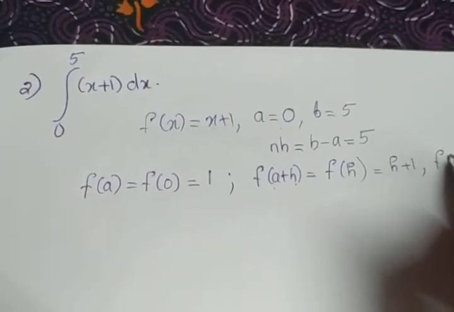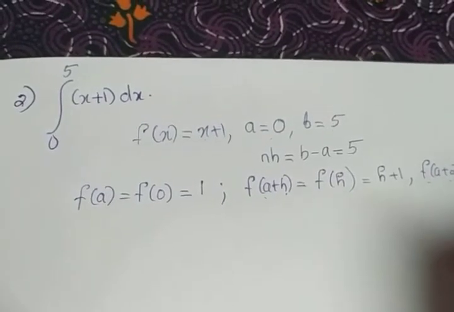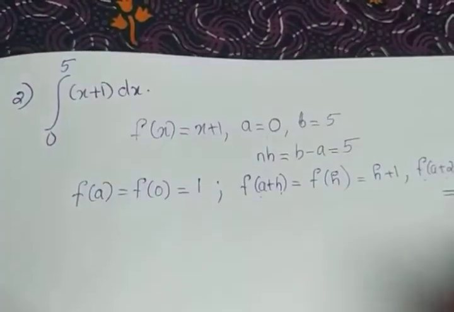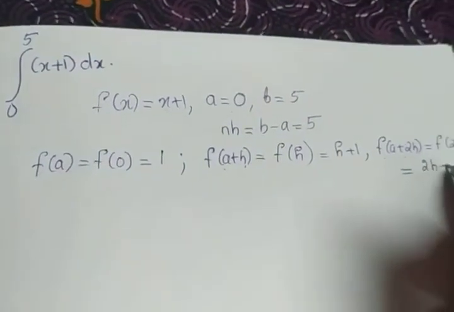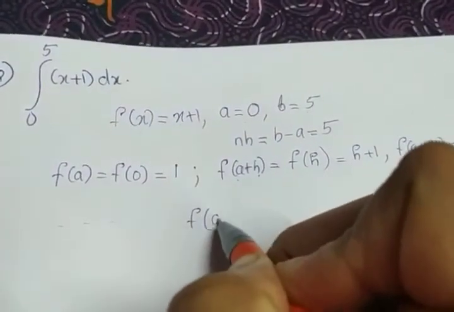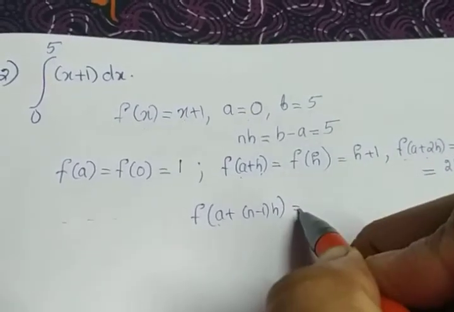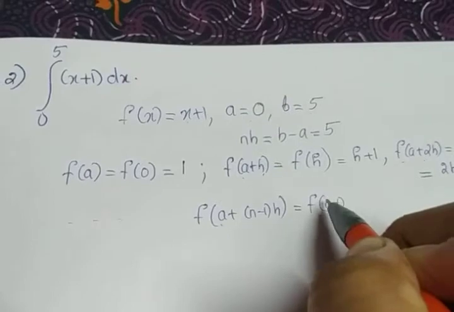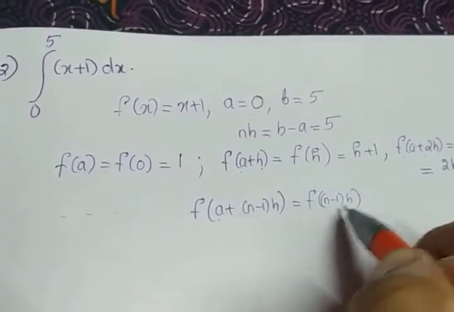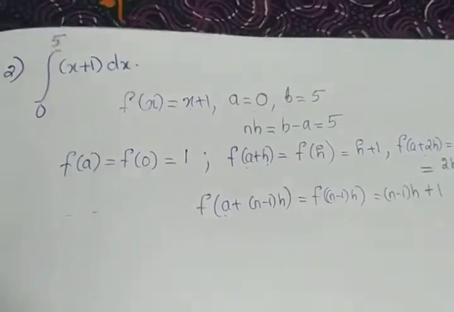Okay, then find f of a plus 2h. Here also a is 0. That will be equal to f of 2h. f of x is x plus 1, so f of 2h will be 2h plus 1, etc. And we are going to find the last term, that is the nth term, a plus n minus 1 into h. Here also a is 0, so what we get is f of n minus 1 into h. f of x is x plus 1, so f of n minus 1 into h will be n minus 1 into h plus 1.